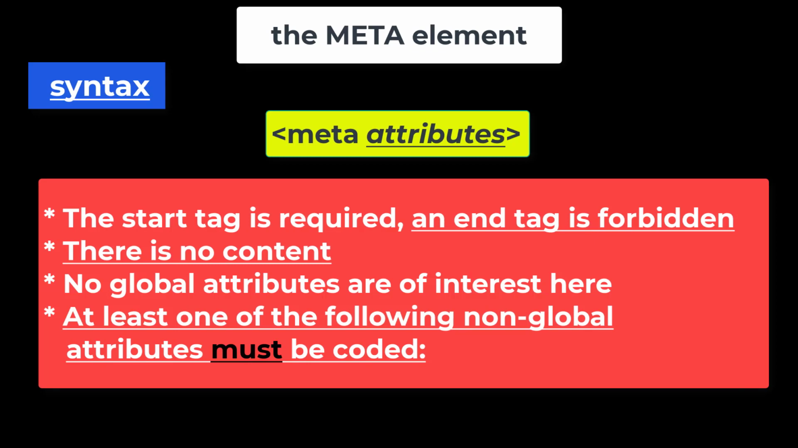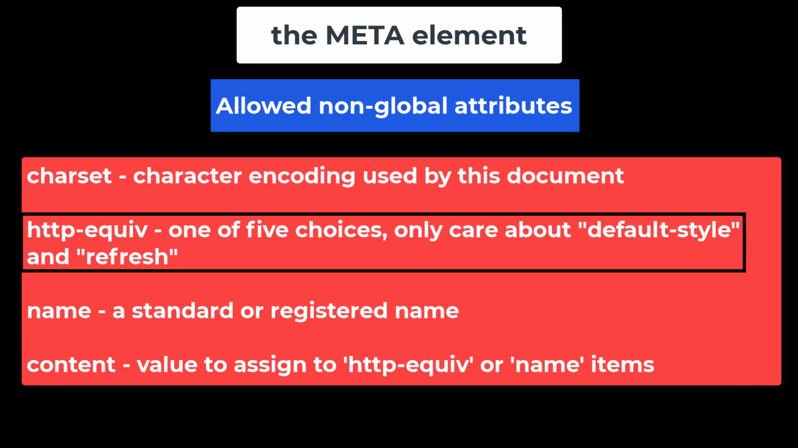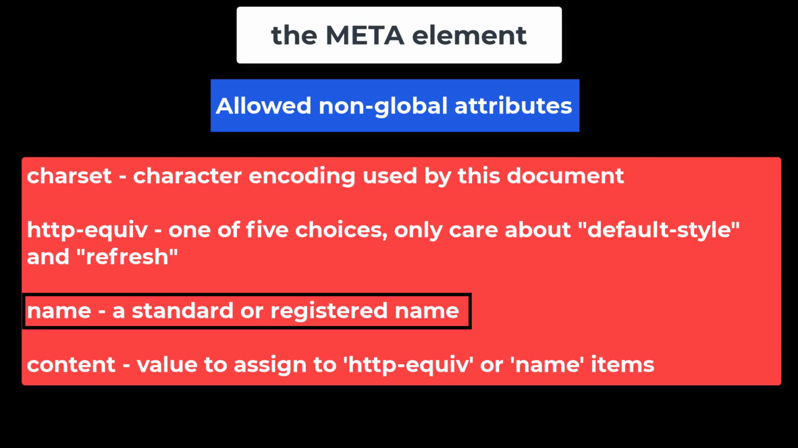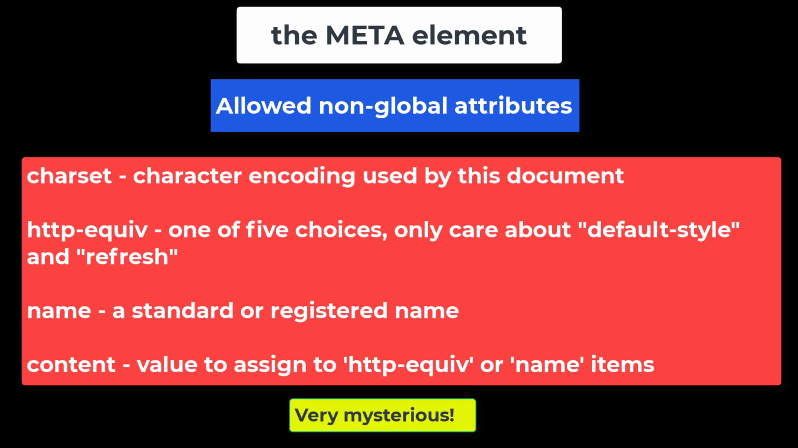No global attributes are of interest here, but at least one of the following non-global attributes must be coded. Charset, character encoding used by this document. HTTP equiv, one of 5 choices, and we only care about default style and refresh. Name, a standard or registered name. Content, the value to assign to HTTP equiv or name items. Very mysterious. Let's clarify.